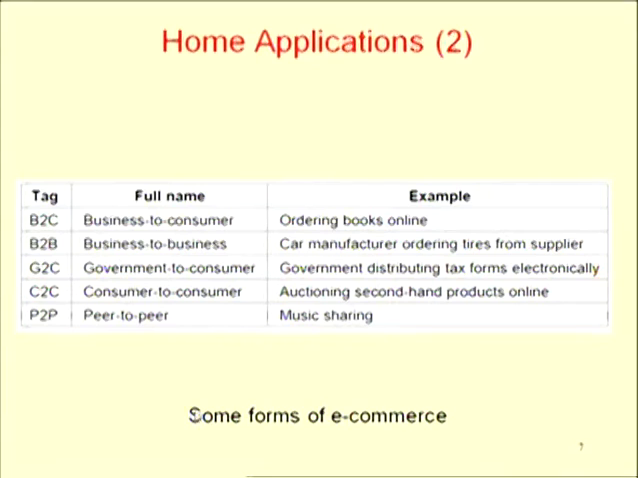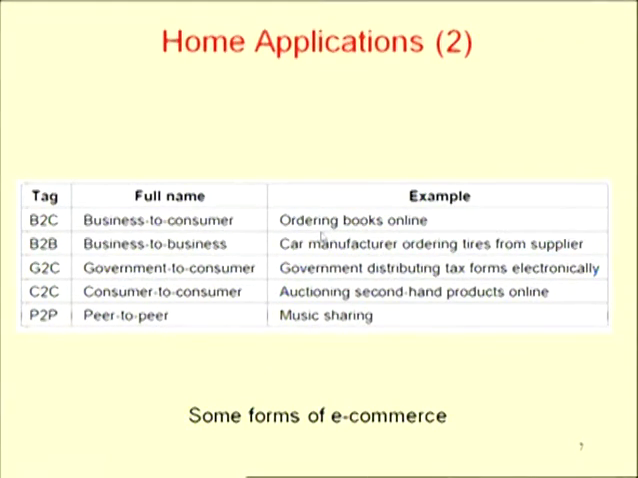Okay, now this shows you some forms of e-commerce. Let us classify e-commerce transactions. You can say there is B2C, that is business to consumer; B2B, that is nothing but business to business; G to C, there is government to consumer; C to C is consumer to consumer, and P to P is peer to peer.